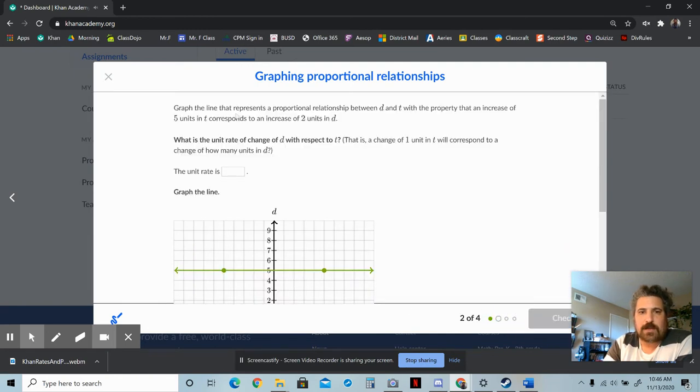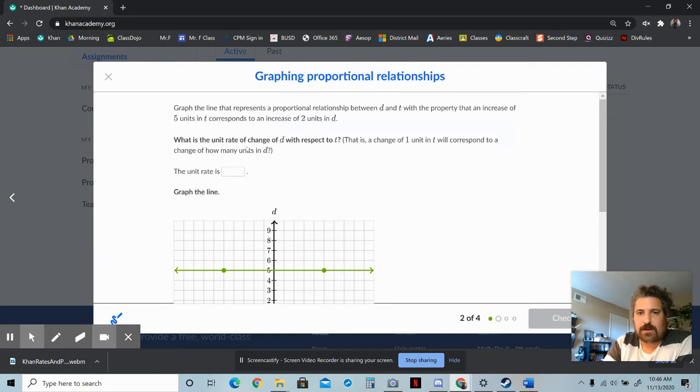Okay, graph the line that represents a proportional relationship between d and t, with the property that an increase of 5 units in t corresponds to an increase of 2 units in d. So basically the ratio of 5 units in t corresponds to 2 units in d. I would probably think that would be distance over time, so I would think 2/5 would be the slope, but let's read a little more carefully.